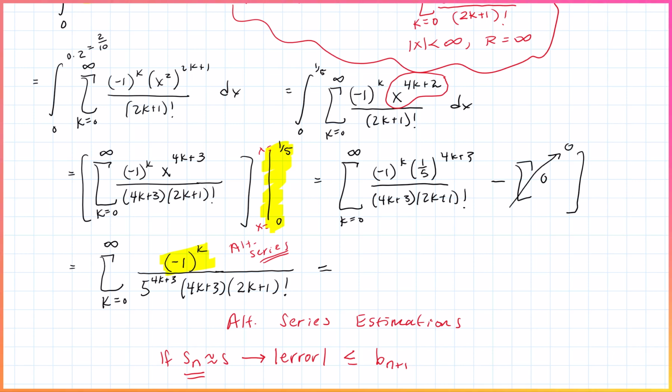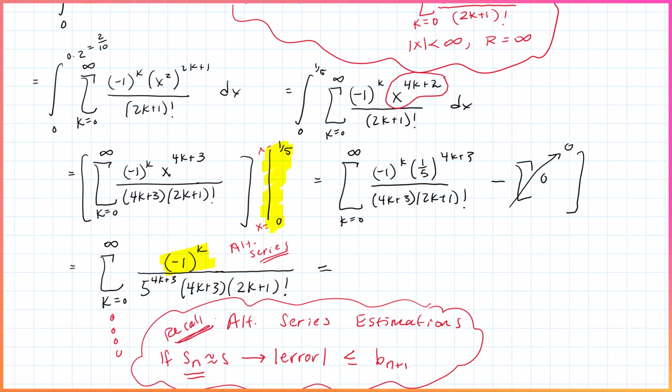So what's super useful about that, I'll circle this as a little recall as well. What's super convenient about alternating series is if we want to use n terms to estimate the actual sum, we're going to do a little approximation. If we have an alternating series, all we have to do is go until we see a term that is less than the error that we want. In this case, we want the error to be less than 1 over 10 to the 4th.